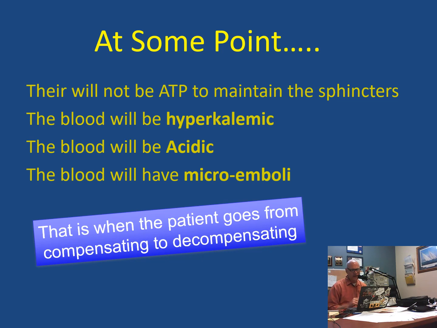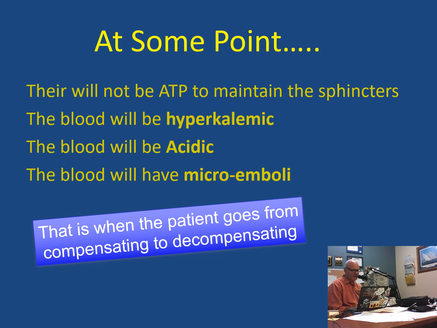So when we're talking about all of this stuff, when it says there will not be enough ATP to maintain the sphincters, but let's say we're at the 1 second before they're not able to maintain. So we are still maintaining those sphincters. While we're maintaining them, all of those things are true. We're still getting hyperkalemia. We're still getting acidosis. We still could be getting some microemboli. So what do you think that the patient's blood pressure would be at this point?